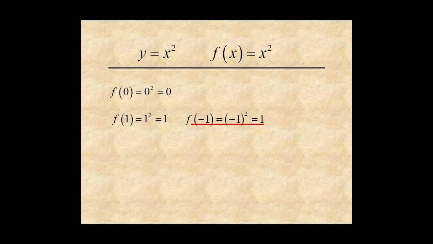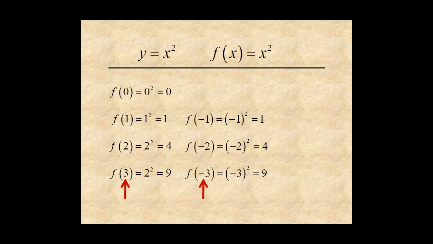Because of the exponent of 2, the values of the function at 1 or negative 1 are equal. It's the same for x equal plus or minus 2. The function's equal to 4. At x equal plus or minus 3, the function's equal to 9.